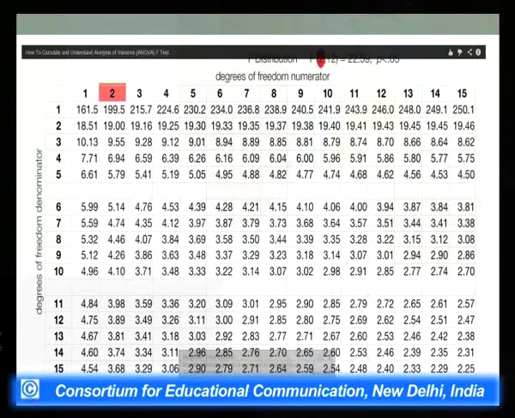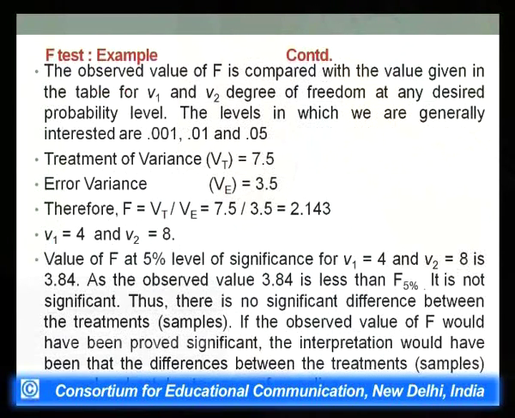So we always take help of this table and then work it out. At 5% level of significance, V1 is 4 and V2 is 8, the value common in the table is 3.84. Now the observed value is less than the F value at 5% level, so it is not significant. Thus, there is no significant difference between the treatments, the samples.